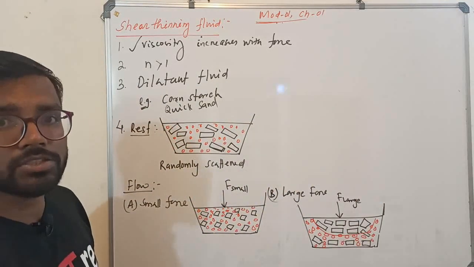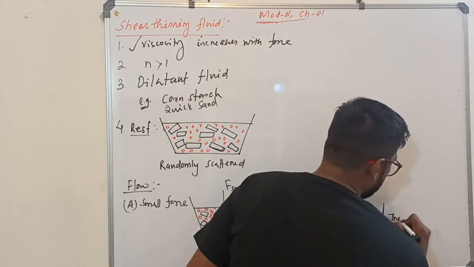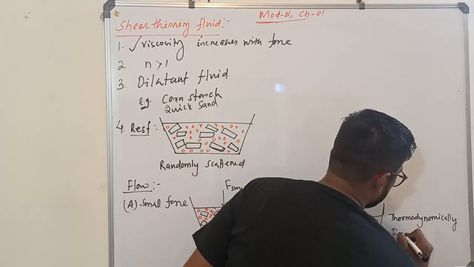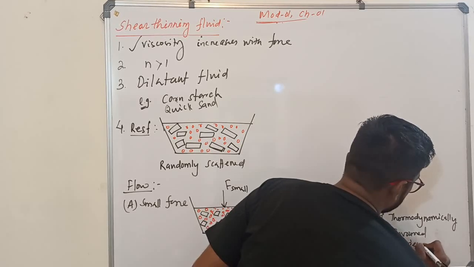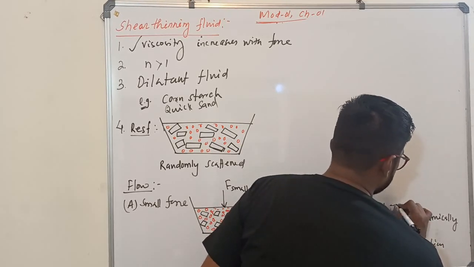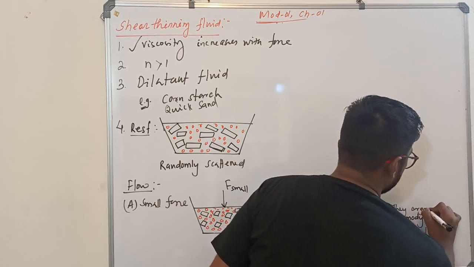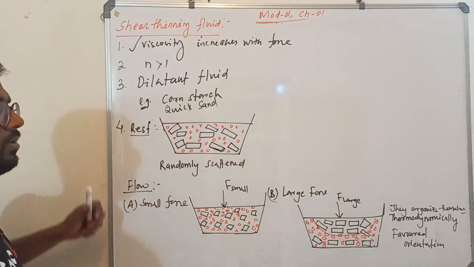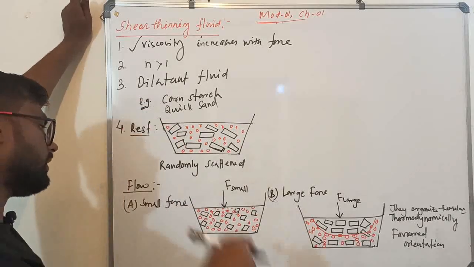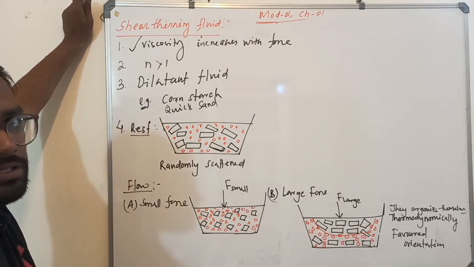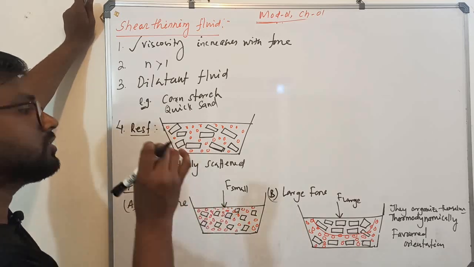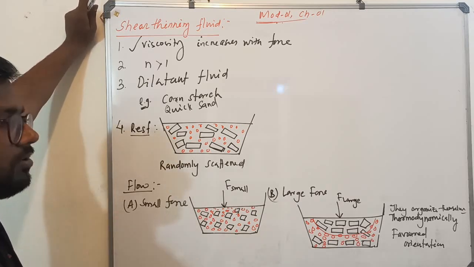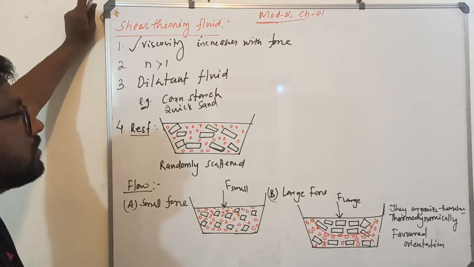F large. Understood. So how are they orienting? Favored orientation. They organize themselves in the thermodynamically favored orientation when F is large, when you are applying a large amount of force. Understood? So that's why your viscosity increases when the force increases. The more the force, the more the viscosity. Again, the more the force, the more the viscosity.